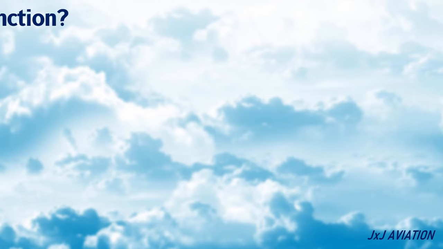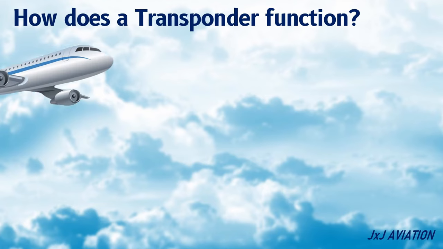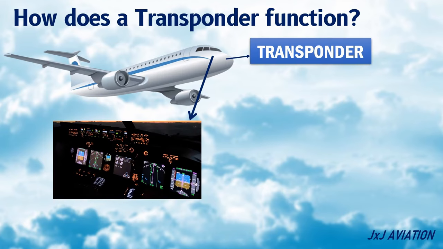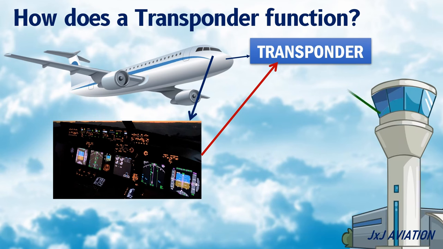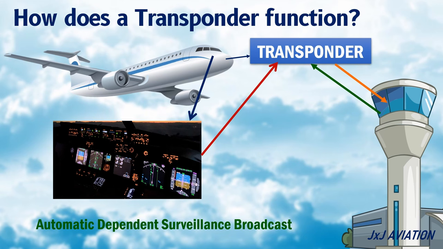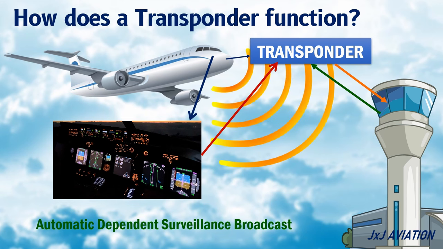How does a transponder function? The transponder takes data from different computers on board the aircraft. When an interrogation signal is sent by a ground station, the transponder sends the aircraft data as a response signal. On aircraft installed with Automatic Dependent Surveillance Broadcast, or ADS-B, the data is continuously sent, at regular intervals, without the interrogation signal.